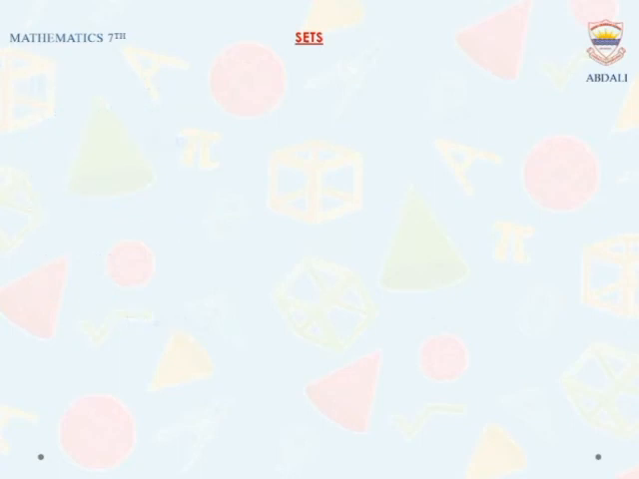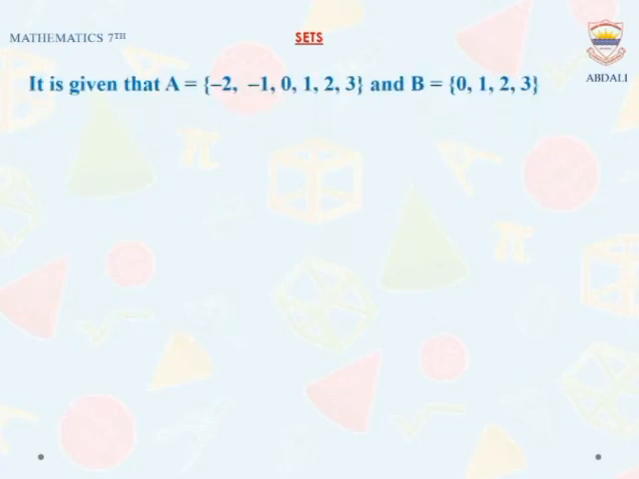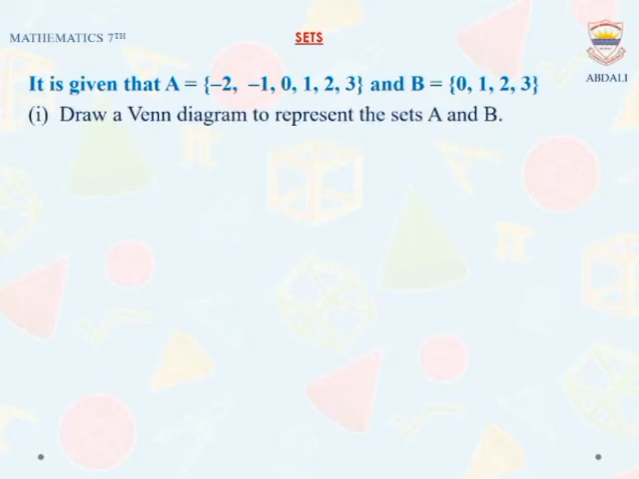Now let's move to the other question. It is given that A is equal to -2, -1, 0, 1, 2 and 3, and B equals 0, 1, 2, 3. Now, the question is to draw a Venn diagram to represent set A and set B. Okay, so let's start our solution.